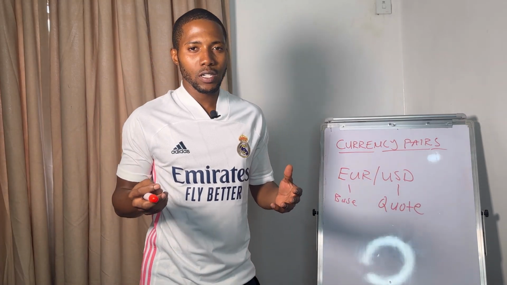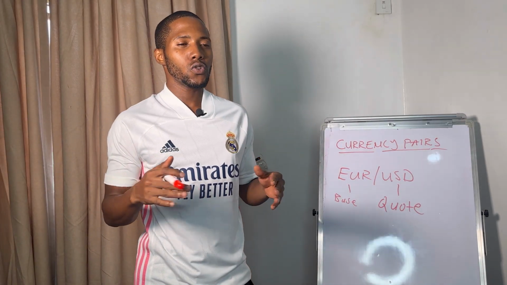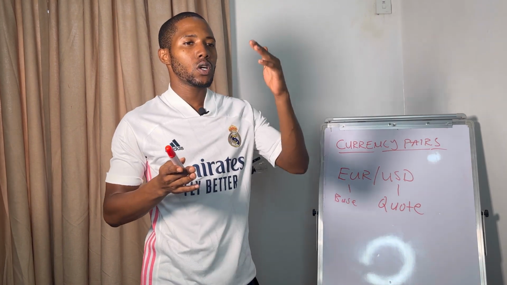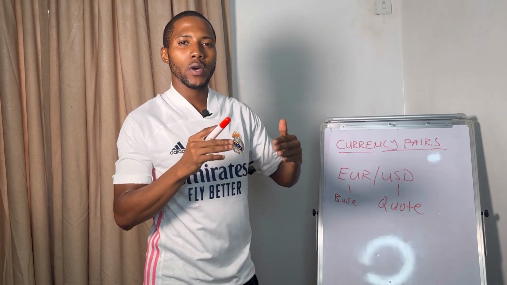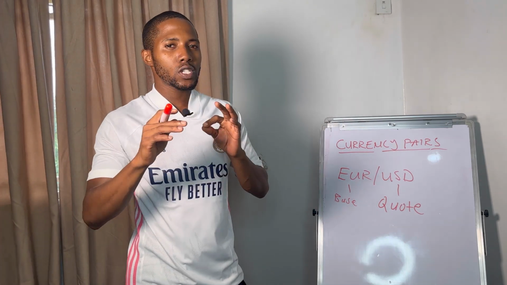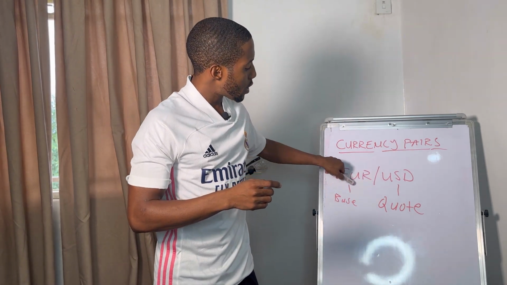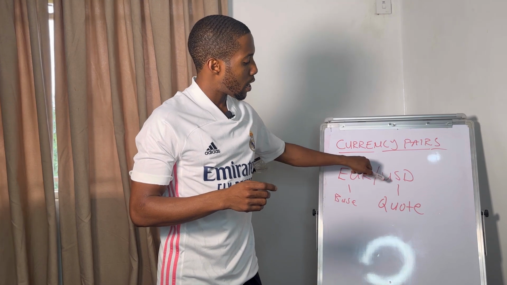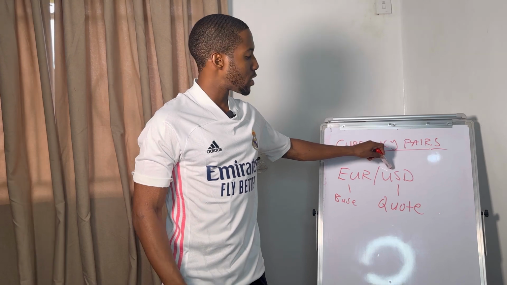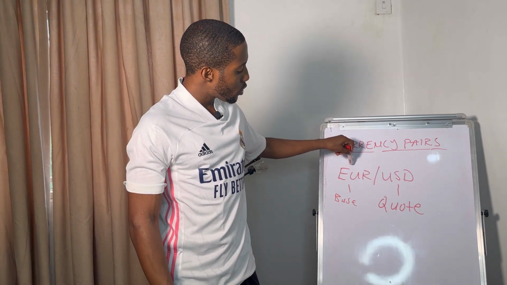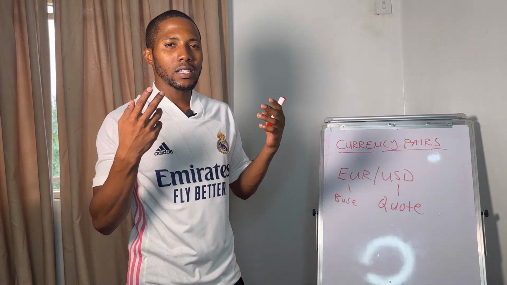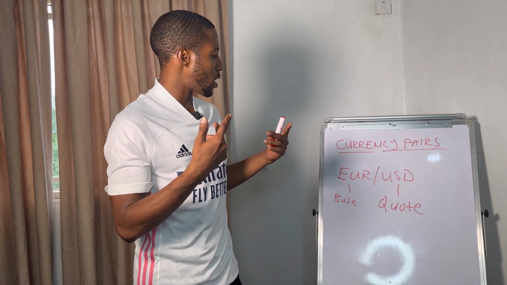So you cannot see standalone currencies. They are always paired in two. For example, EUR/USD, USD/JPY, USD/CAD. When you see a pair like this, the euro is the base currency and this one is the quote currency. If I'm buying the euro, automatically I am selling USD. If I'm selling euros, automatically I'm buying the USD, because they are paired and the interest rate is what differentiates them. That's why they are paired.